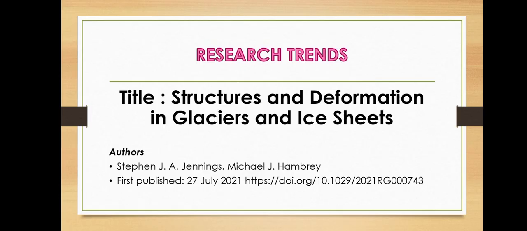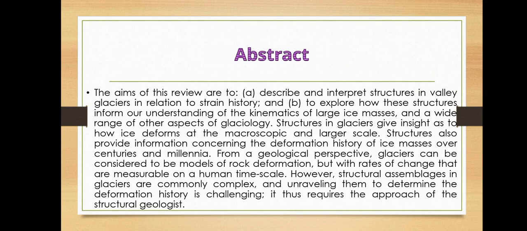So I have here the research trends. The title of this is The Structures and the Formation in Glaciers and Ice Sheets. Authors Stephen J. A. Jennings and Michael J. Humphrey. First published 27th of July 2021. So we also have here the link if you want to look for the complete research paper, because in my research trends, I just get the abstract of this paper.